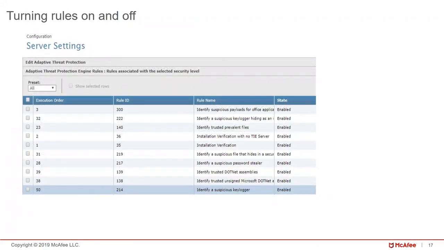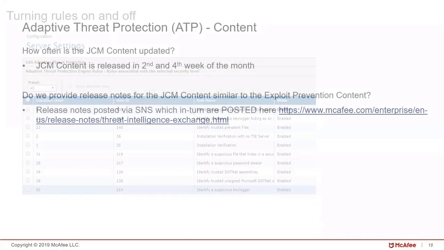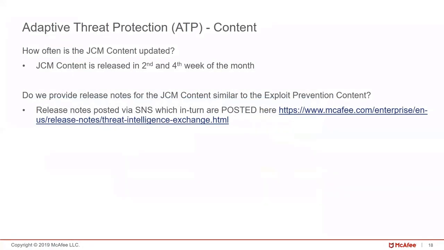So the actual rules are just set via policy, and you can turn those on and off as you need via policy. This content, we are updating the content every month, second and fourth week. However, the Jcm content is also being updated as needed. So for instance, so far this year, we've had 5 Jcm content updates.